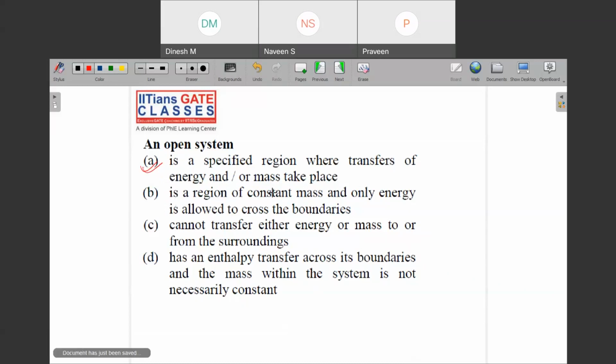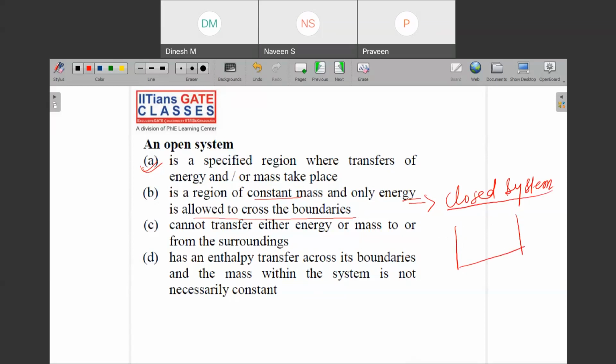It says that this is a region of constant mass and only energy is allowed to cross the boundary. So this is talking about whom? This is talking about a closed system, right? We have seen that in the closed system, let us say we took the example of a piston cylinder assembly without walls. Then what we were able to see is that the mass was fixed, but the energy can cross the boundaries. Like, if you are heating this, then the energy can always cross the boundary.